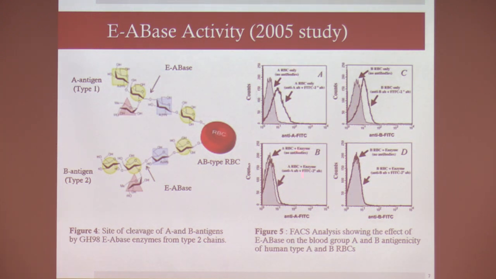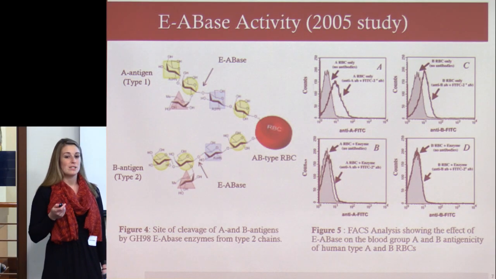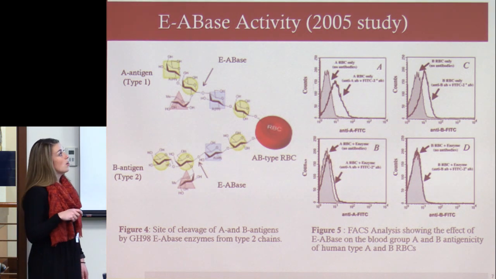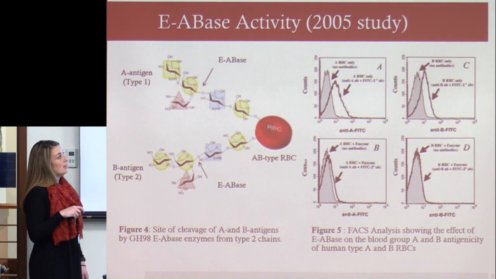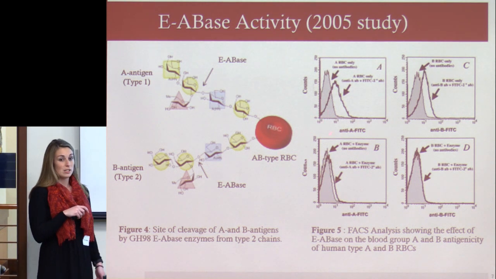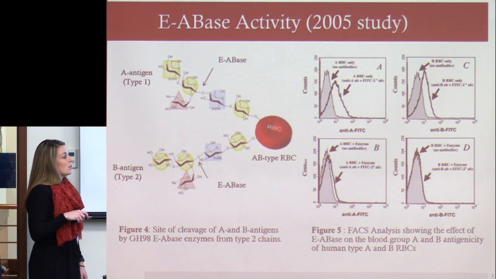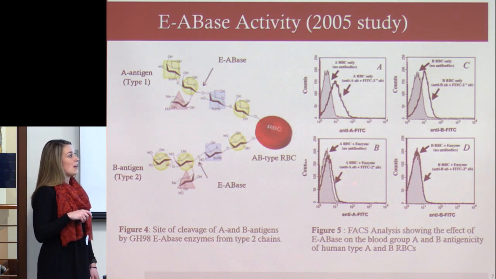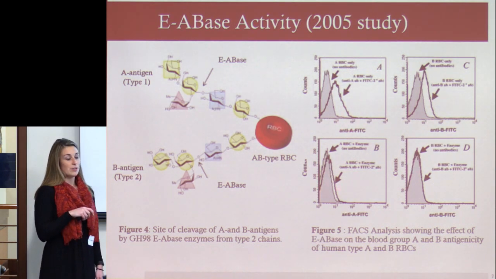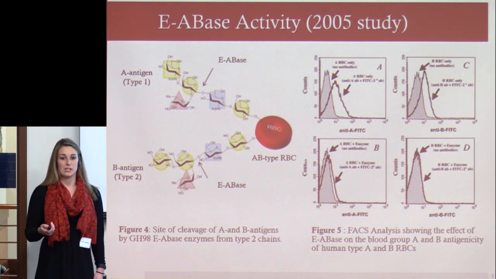So this chart on the right shows the evidence of the enzyme's ability to convert red blood cells. These plots on the top show the histogram on the left is red blood cells only. This is A and B. The histogram on the right is A and B red blood cells in the presence of the antibody that it will react with. So when the antibody and the antigen bind, there is a change in fluorescence, which is where that peak moves over. These two plots down here show the red blood cells alone and also the converted red blood cells in the presence of the antibody.